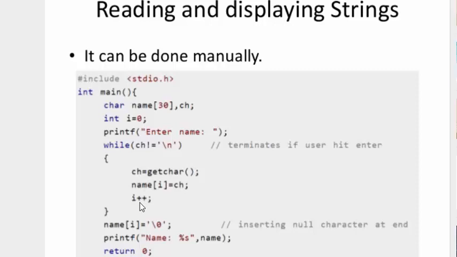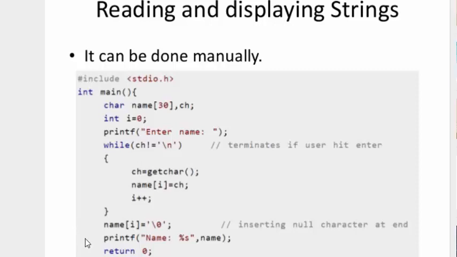Now the value of i is 1, and again we are taking one character. Let's say I have read A. So A will be stored in ch and that will ultimately be stored at index 1 of name, and similarly it goes on till we press the enter button.